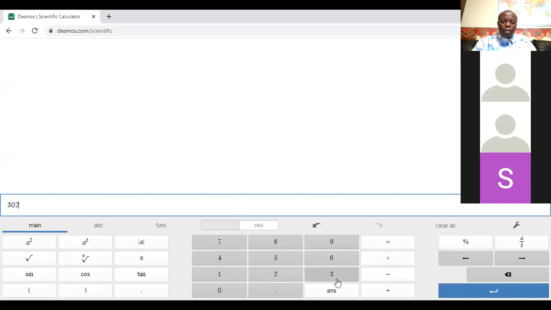3023 minus 3000. You can see the answer is 23, which is 23 points away. So it's far away. The other one is better, which is 0.29, is closer.